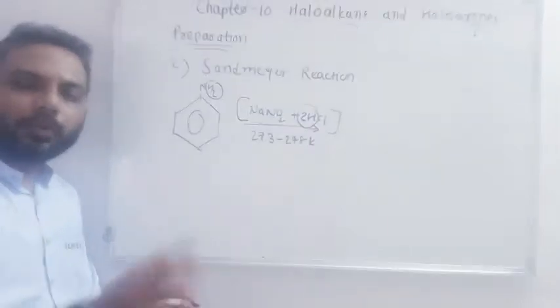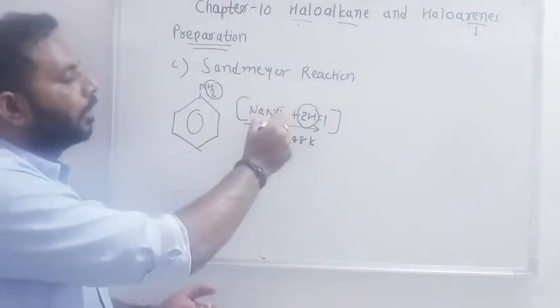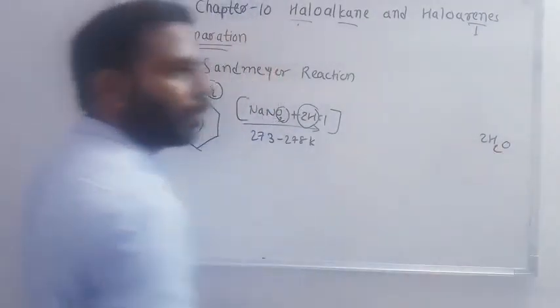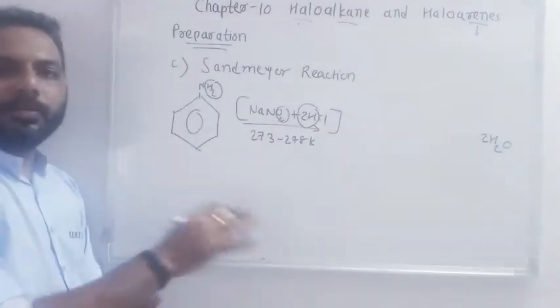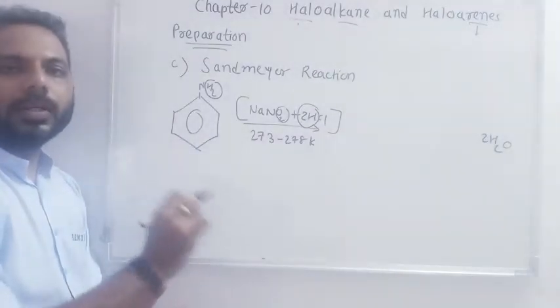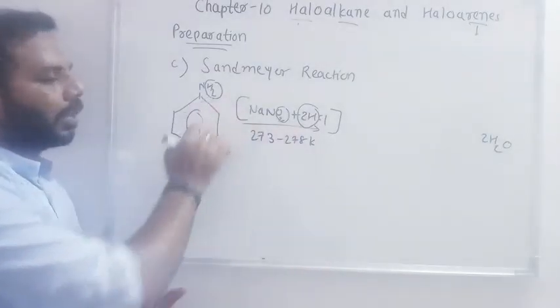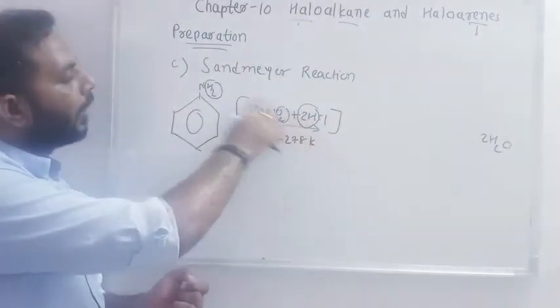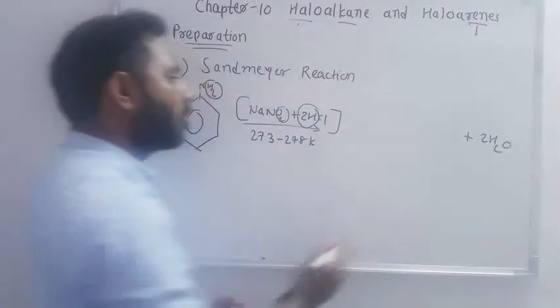So there are a total of 4 hydrogens. 4 hydrogens and 2 oxygens will form 2H2O. So one of the products is 2H2O. This is not explained in the textbook, so understand it properly. 2 hydrogen plus 2 hydrogen, there are 4 hydrogens. 4 hydrogens and 2 oxygens will form 2H2O. So one of the byproducts is 2H2O.